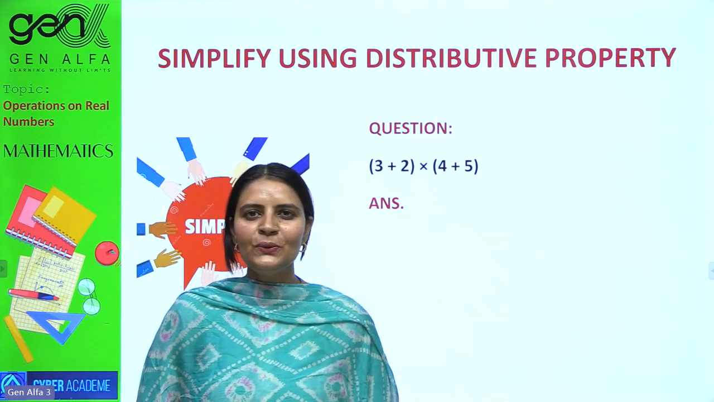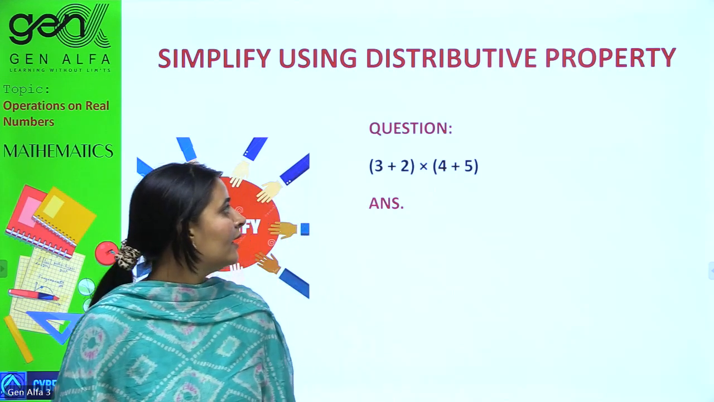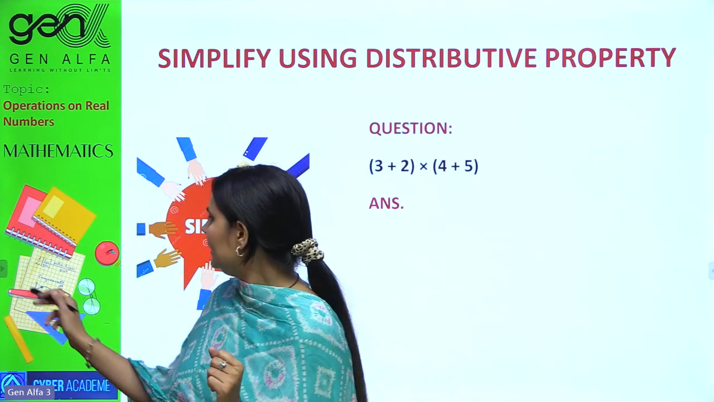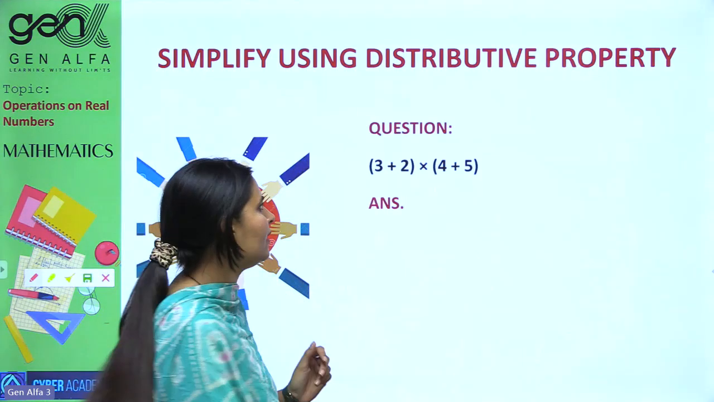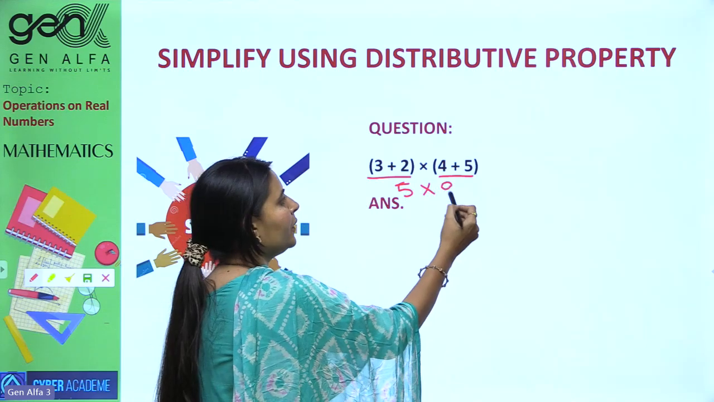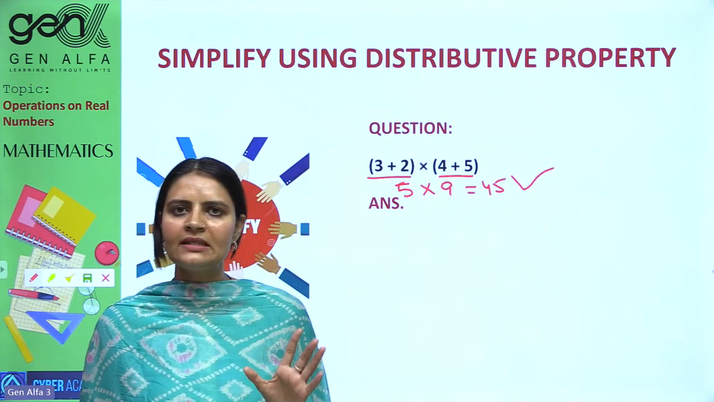How are you going to solve this question? 3 cross 2, 3 plus 2 cross 4 plus 5. Either you can solve it simply. Ma'am, it's very easy. 3 plus 2 is 5. 4 plus 5 is 9. And your answer is 45. This is simplified very simply.